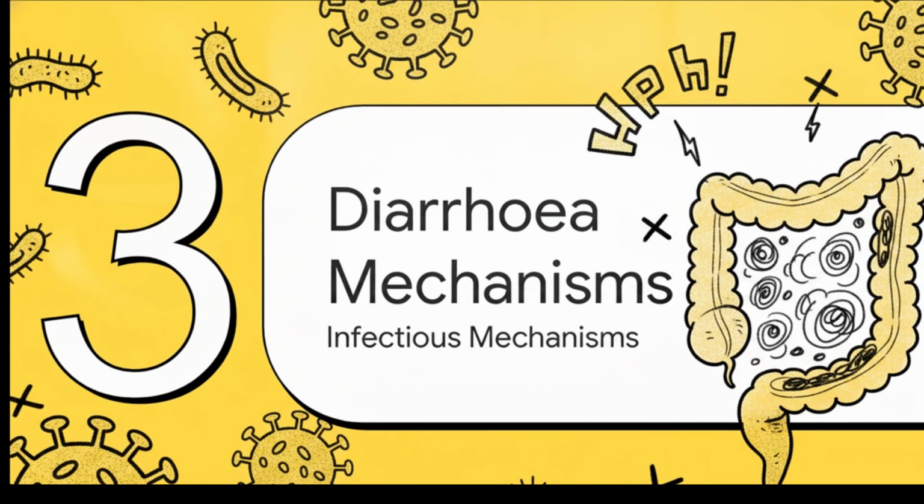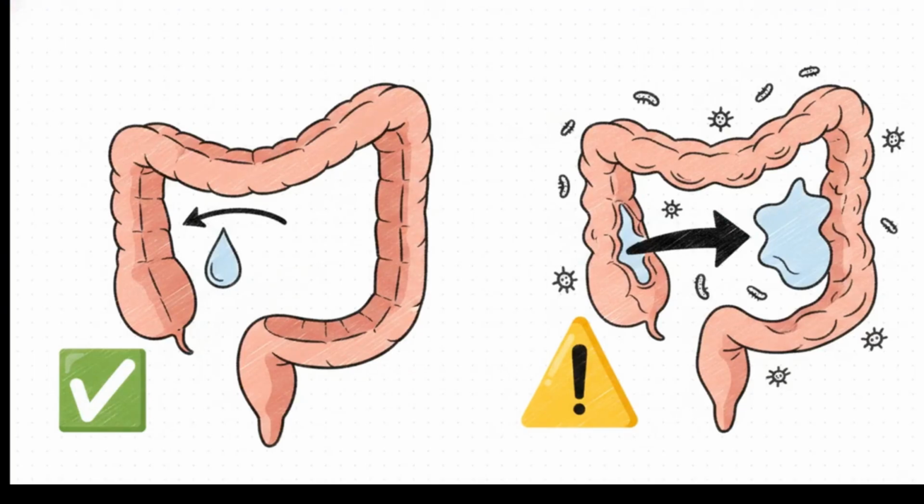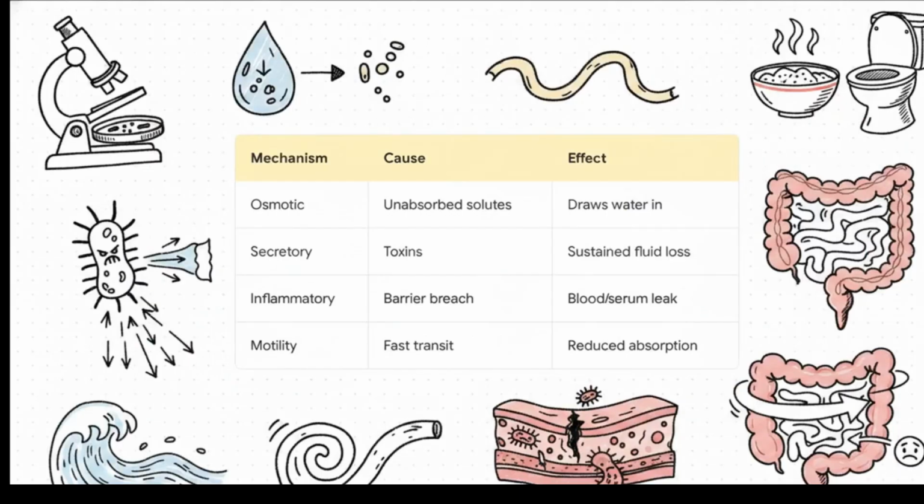Section 3. The modus operandi. Let's look at the mechanisms of infectious diarrhea. When we compare a healthy gut to an infected one, we see exactly where things go wrong and where that balance tips. Diarrhea, at its absolute simplest, is what happens when the gut either absorbs less water than it should or actively secretes more than it can handle. We're basically looking at 4 main modi operandi, or mechanisms that hijack this system.